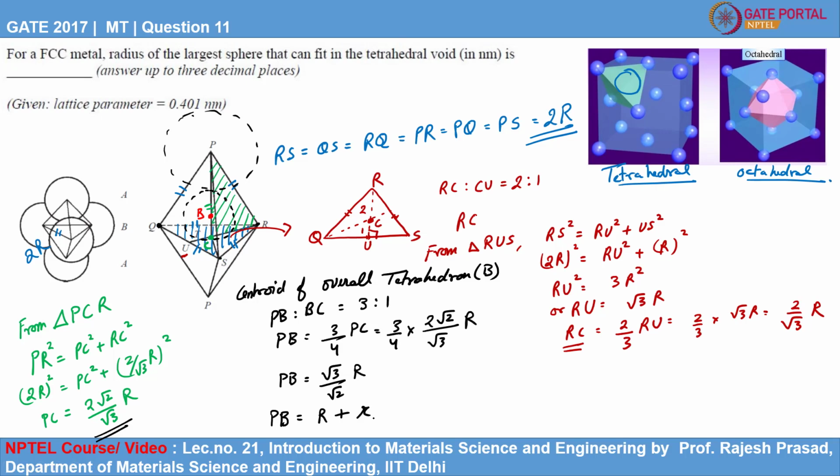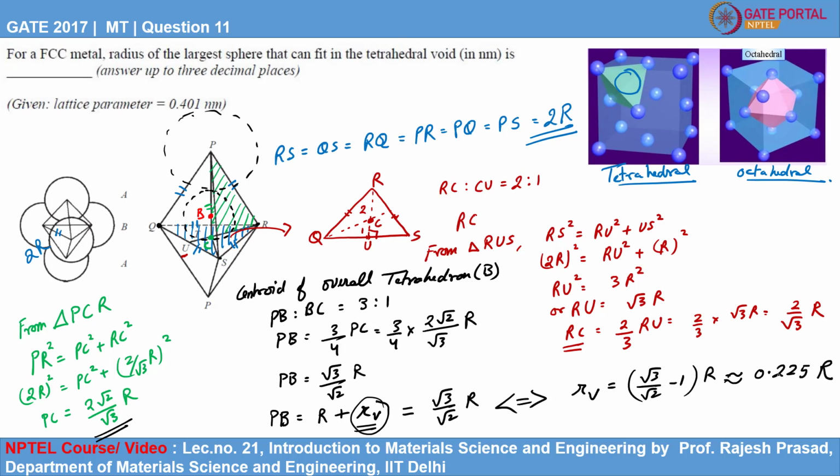Let us say it is small r_v. That is what we need to determine: the radius of the largest sphere that can fit into this tetrahedral void. Mathematically, the sum should be equal to PB, and PB is root 3 by root 2 R. Upon solving this, r_v will be (root 3 by root 2 minus 1) R, which is approximately 0.225 R.